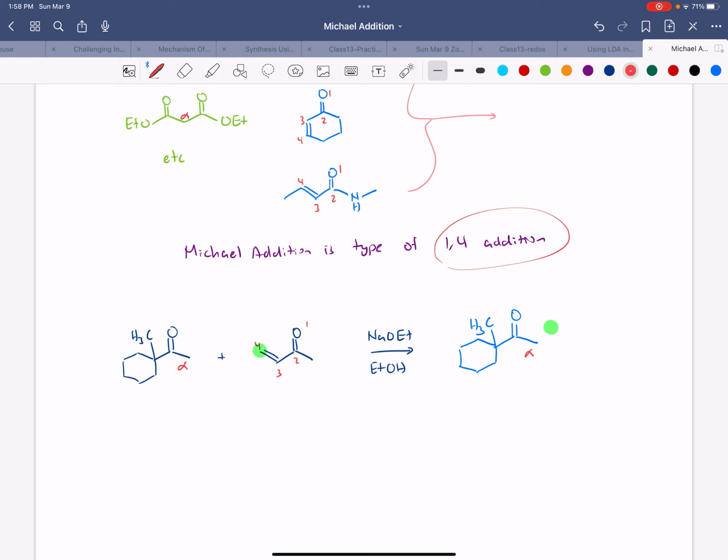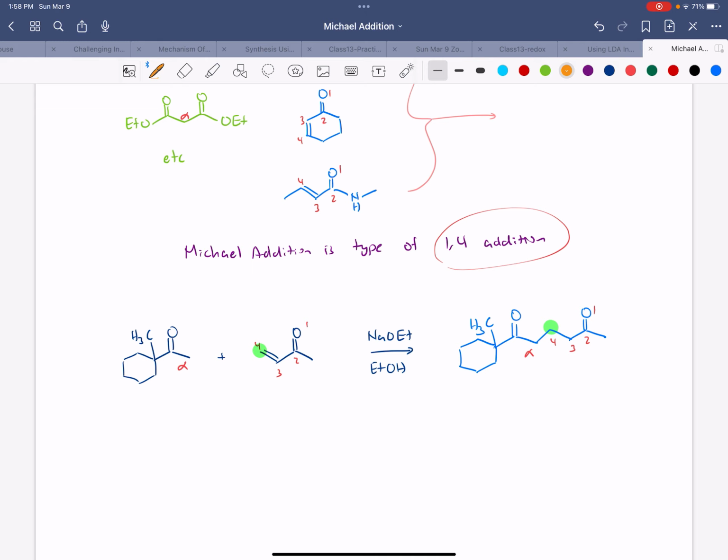And guess what? For the final product, you just draw everything. Leave out the carbon-carbon double bond. And if you need to verify, this is, again, 1, 2, 3, and 4. So it's obvious that we added something on 4. Why is it called 1,4 addition? Before we look at the mechanism to see where the 1,4 addition comes into play, this is your product, okay?